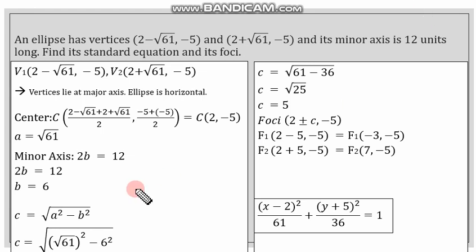An ellipse has vertices (2 - square root of 61, -5) and (2 + square root of 61, -5), and its minor axis is 12 units long. We'll find the standard equation and its foci. Again, vertex 1 is (2 - square root of 61, -5), and vertex 2 is (2 + square root of 61, -5).